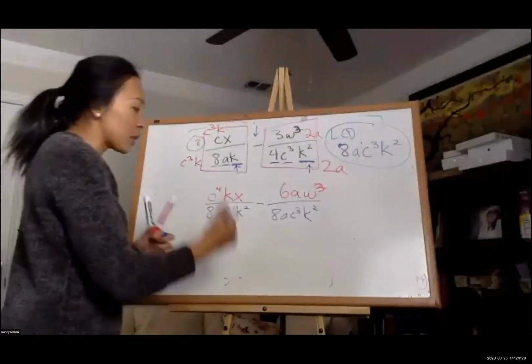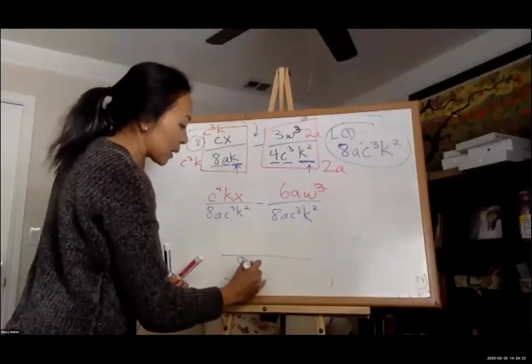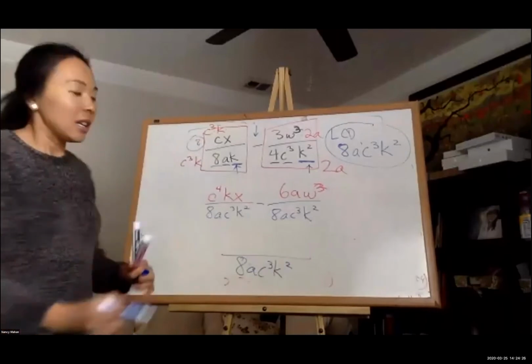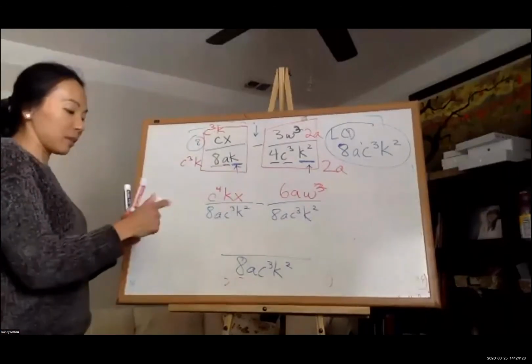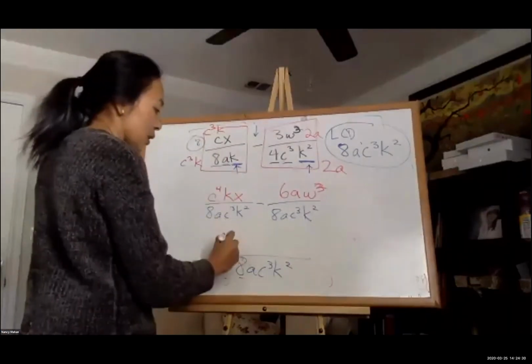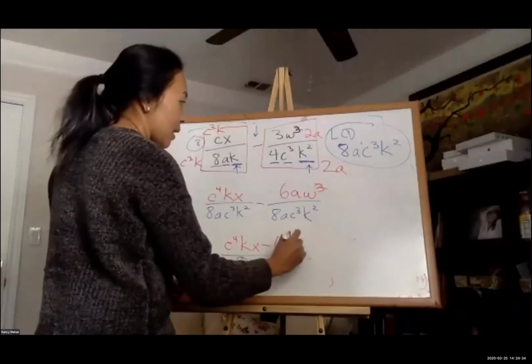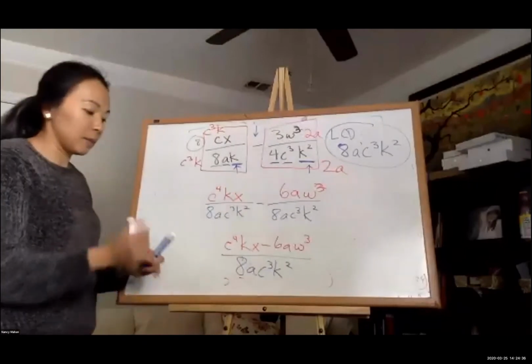All right, so now I'm going to combine both fractions. I'm going to keep the denominator the same. The top, I'm just going to subtract the top together. So I have c to the 4th k x minus 6aw cubed.